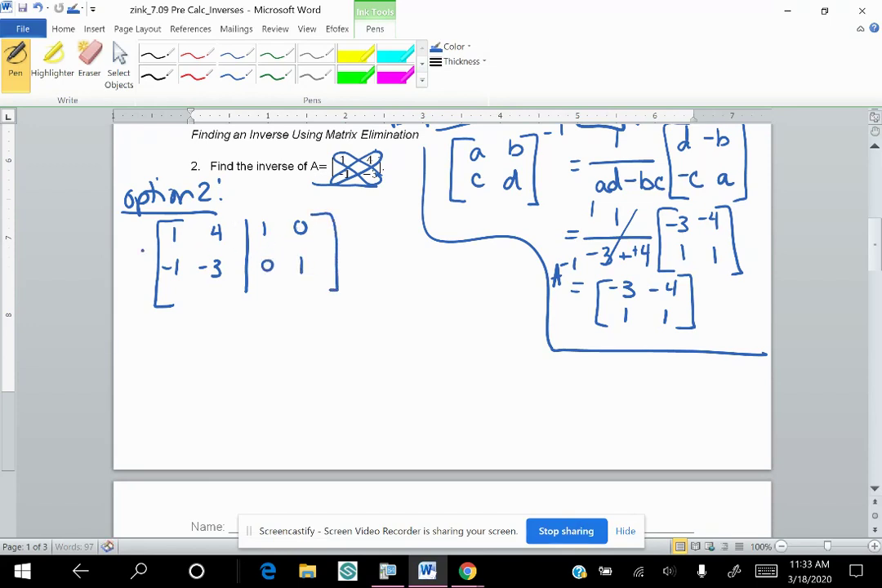Okay, so whatever size the original one is, you keep the same size. What we're going to do is try and flip-flop. So we want this side over here to become the identity matrix. Once we do that, whatever's left on this side, that new matrix, will be the inverse of it.